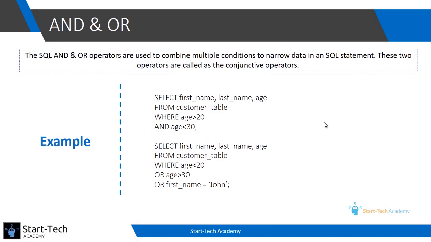If we want to get the customers whose age is between 20 and 30 years, we can do this by using the and operator. So these customers will be satisfying the condition that their age is more than 20 years and their age is less than 30 years. So we will select first name, last name and age of the customer from customer table, where age is greater than 20 and age is less than 30. Let us go and write this in PG Admin.